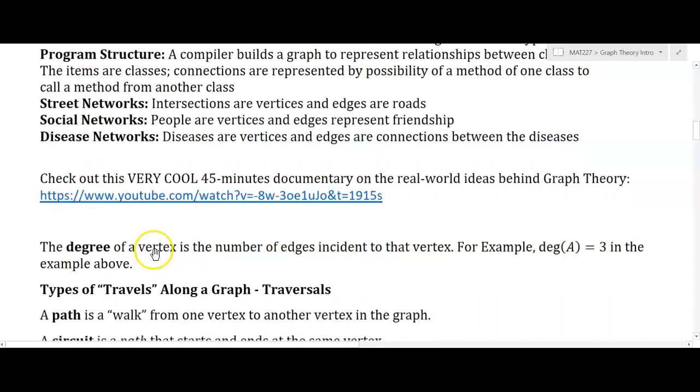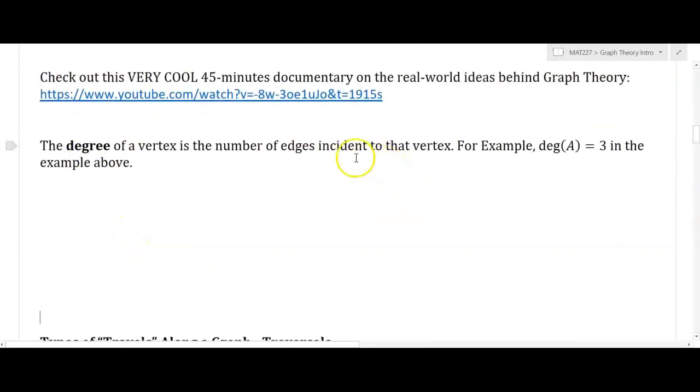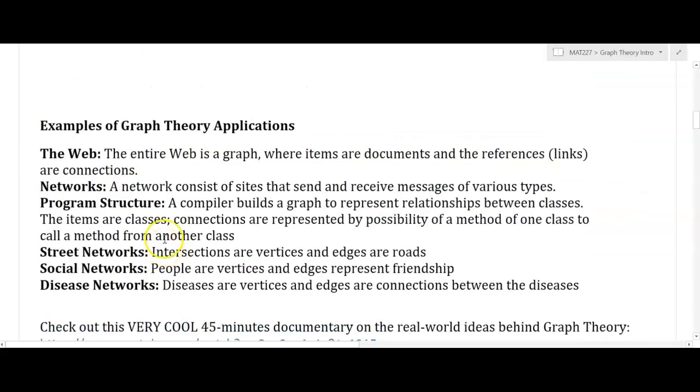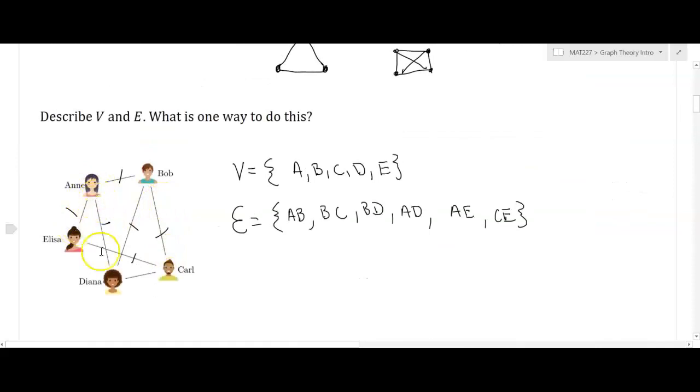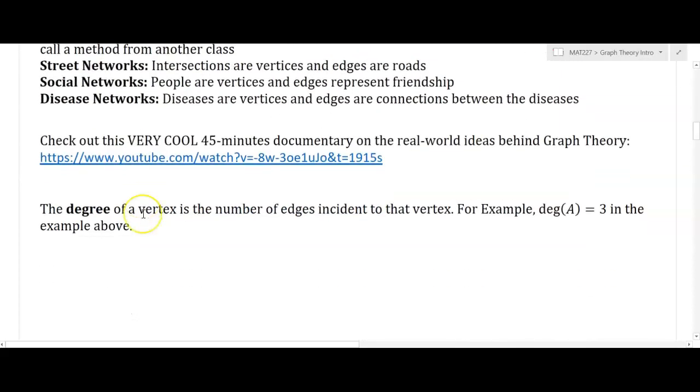So, some properties. By the way, in this whole lesson, we're just defining things and getting used to terminology, because there is a lot of it. It's a whole new language that we have to learn. So the degree of a vertex is the number of edges incident to that vertex. Another way of rephrasing this is how many edges emanate or originate from the vertex, and you count them, and that's the degree. For example, the degree of Anne is equal to 3 in the example above. If we look at Anne, we see 1, 2, 3 edges, essentially saying she has 3 friends: Elisa, Diana, and Bob.